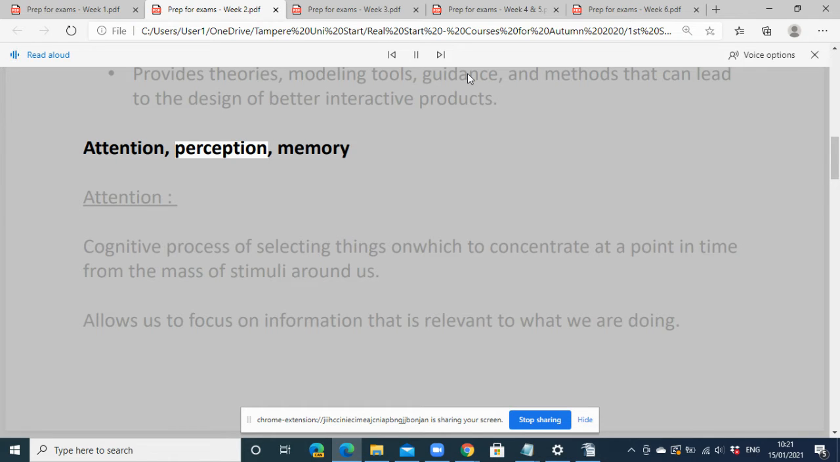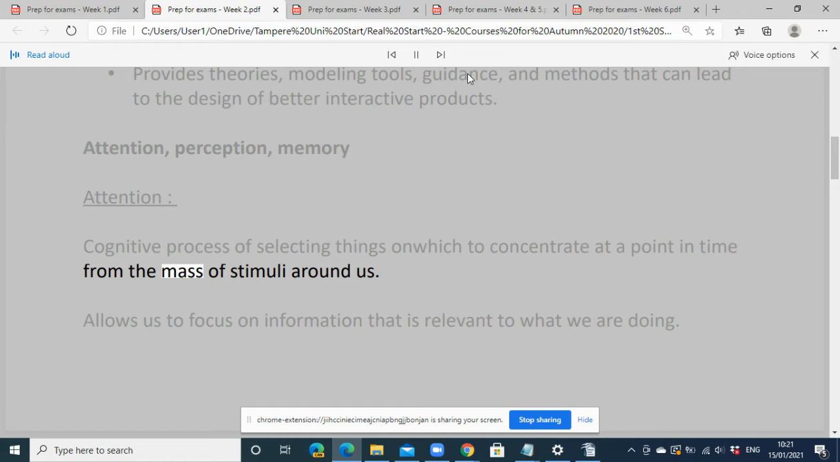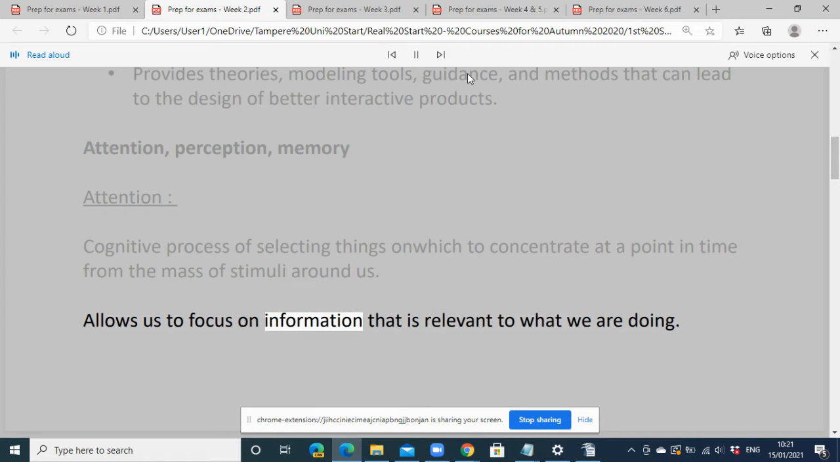Attention, perception, memory. Attention is the cognitive process of selecting things on which to concentrate at a point in time from the mass of stimuli around us. It allows us to focus on information that is relevant to what we are doing.